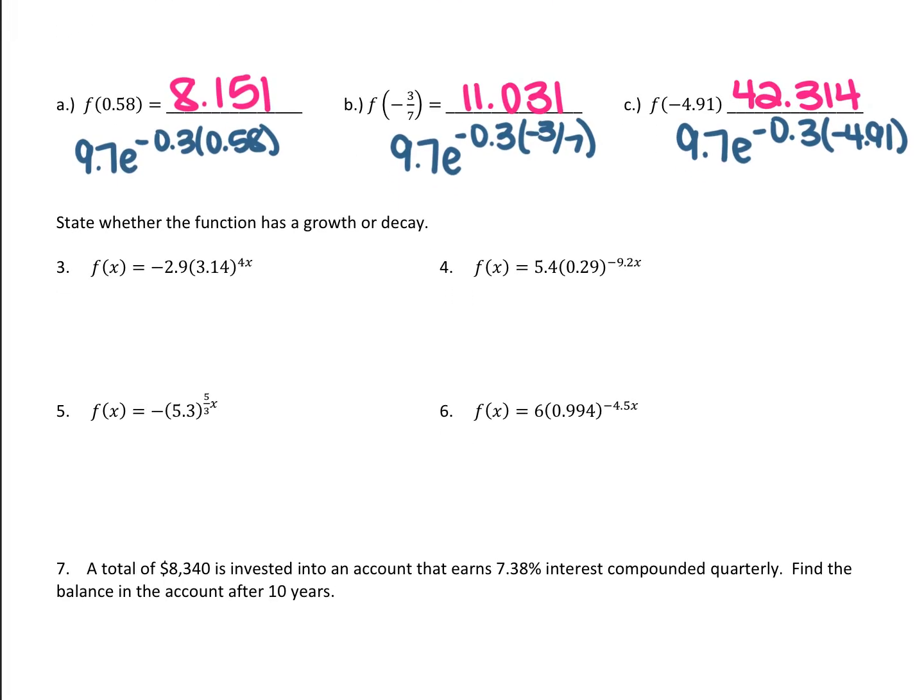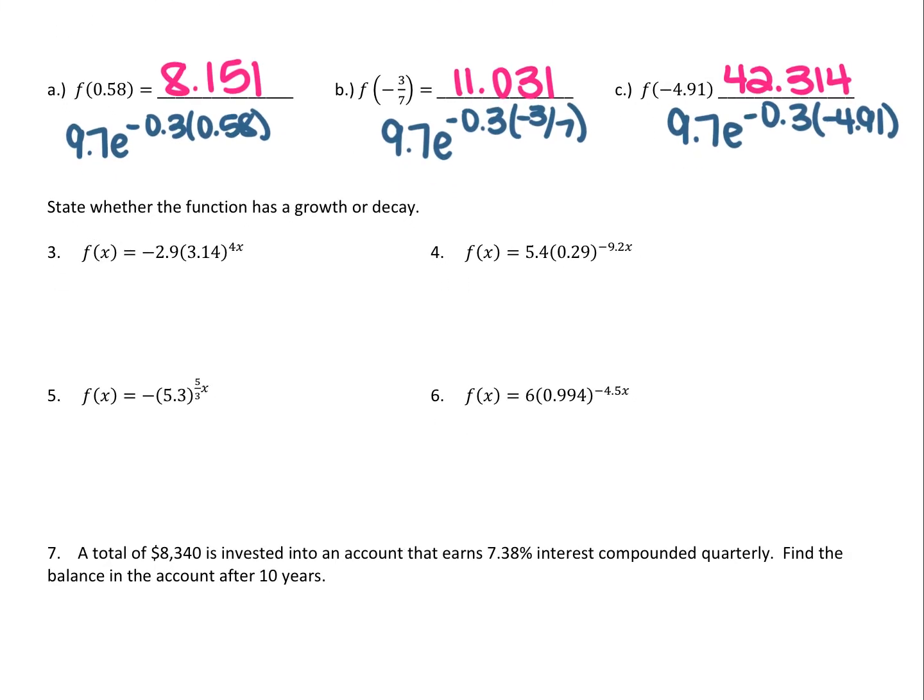Your next section asks you to state whether the function has a growth or a decay. Remember with these, what you're looking at to tell whether there's a growth or a decay is the part that is in parentheses. It's the number. If the number is greater than 1, it's a growth. If it's less than 1 but greater than 0, it's a decay. So with these, for number 3, you have f of x is equal to negative 2.9 times 3.14 to the power of 4x. That 3.14 is what you're looking at. So 3.14 is greater than 1. This means that there is a growth.